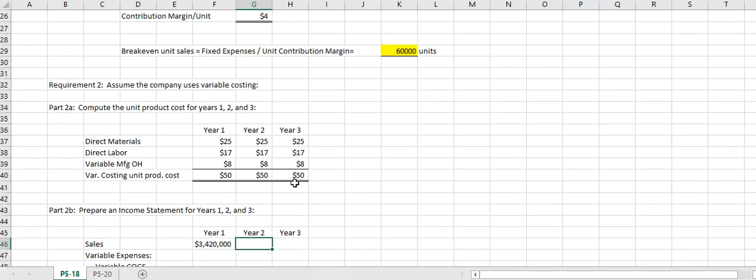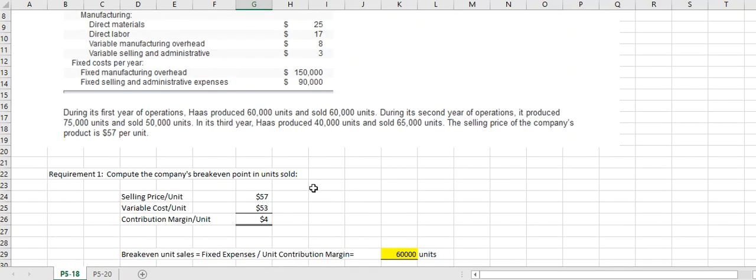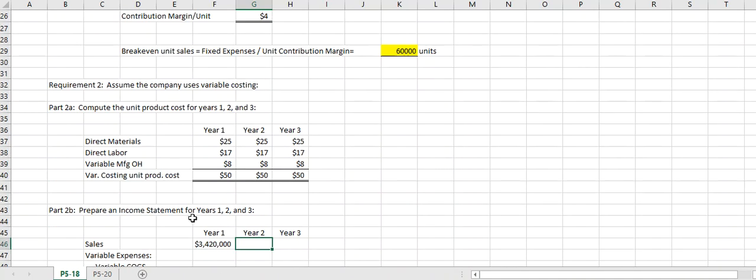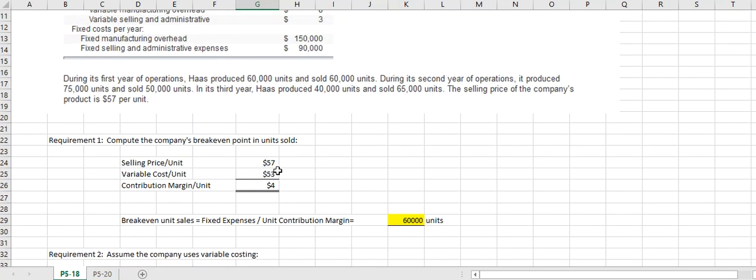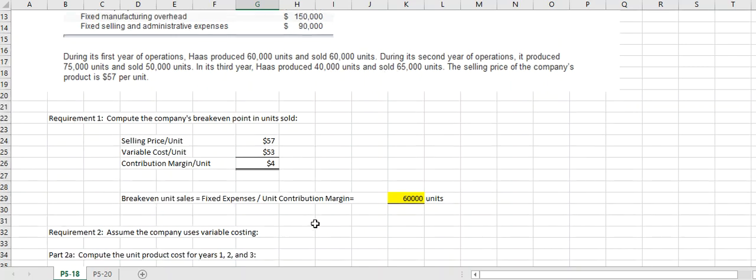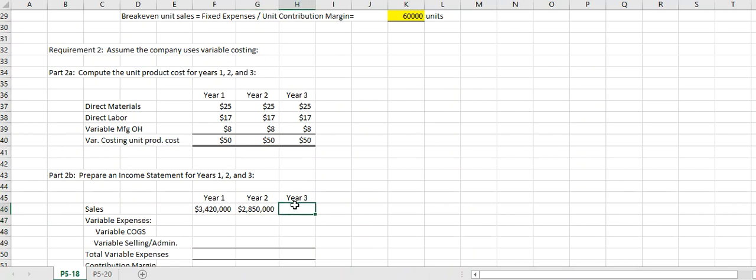We're going to do the same thing for year 2. We still have a unit we're selling for $57. It says in the second year of operations it produced 75,000 units and sold 50,000. So if we multiply that together, that gives us $2,850,000. And we're going to do the same thing for year 3. We sold 65,000 units, and that was at $57 each. So we've got $3,705,000.